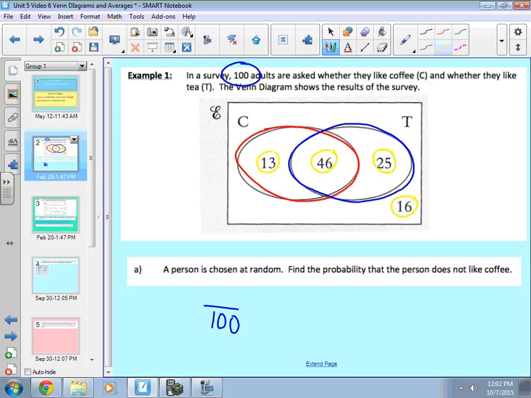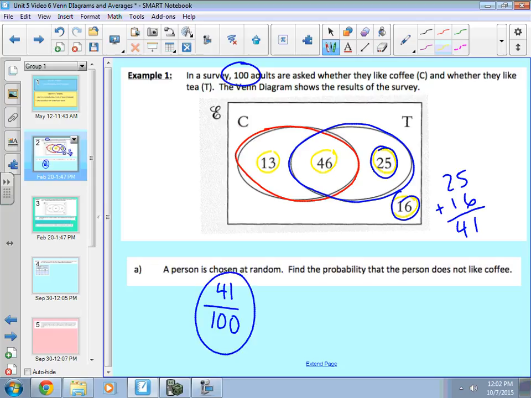Okay, now we got to find the people who do not like coffee. So what that would be here would be the people who only like tea and the people who don't like anything, which would be these two. So if we add up 25 and 16, that would be 41 people out of this do not like coffee. So the answer would be 41 out of 100, and I don't think that simplifies at all. So that would be our answer. If they wanted it as a percentage, then they would be 41%.